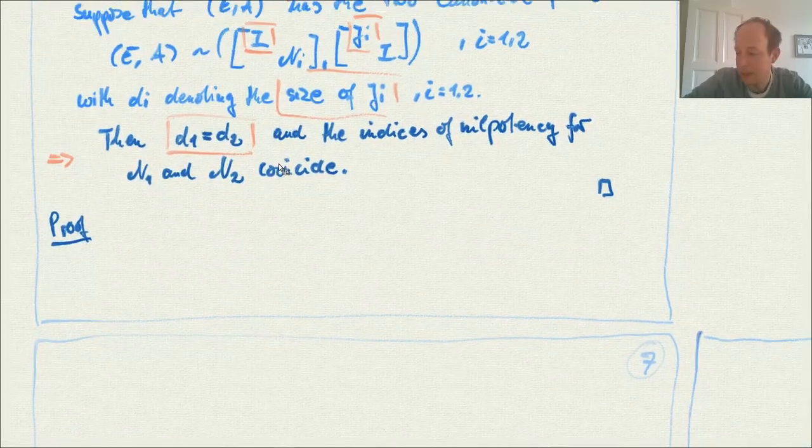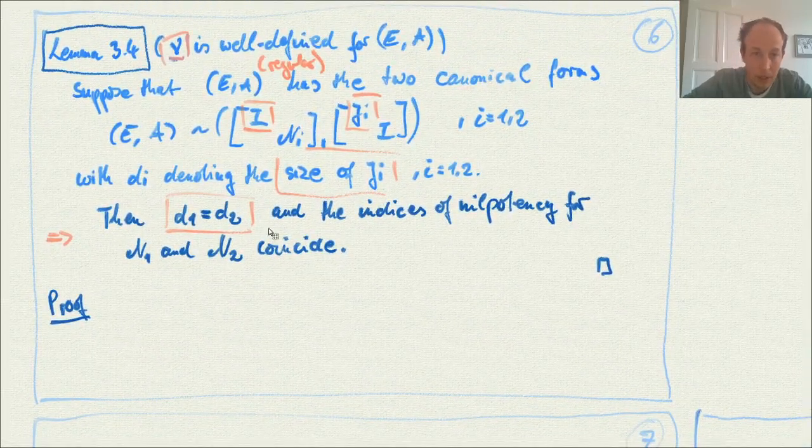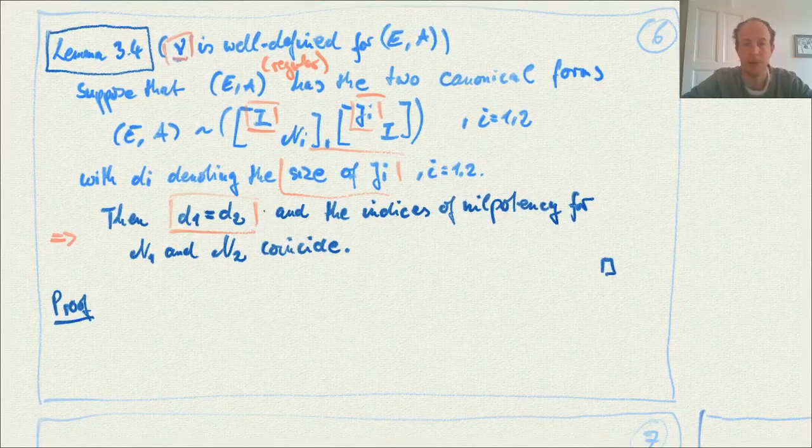Well, let's start with the proof. And I include this proof because this also shows a bit how to calculate with these matrix pairs and these transformations.